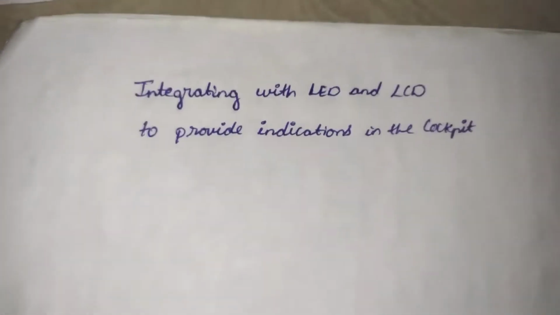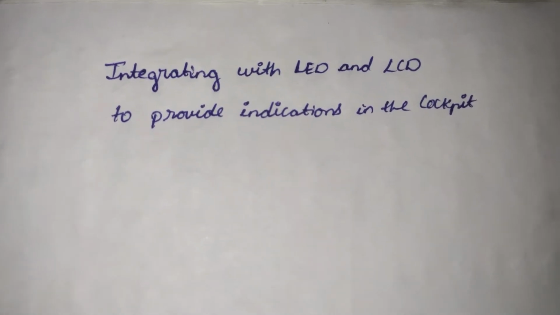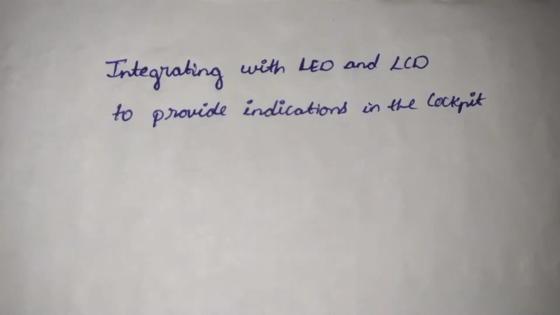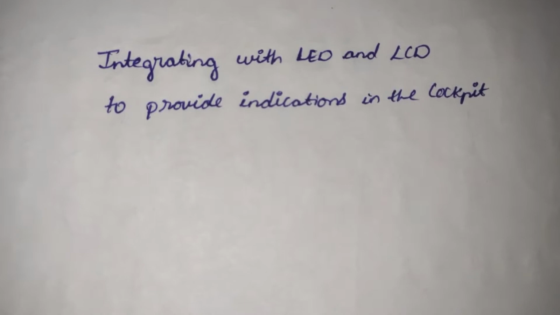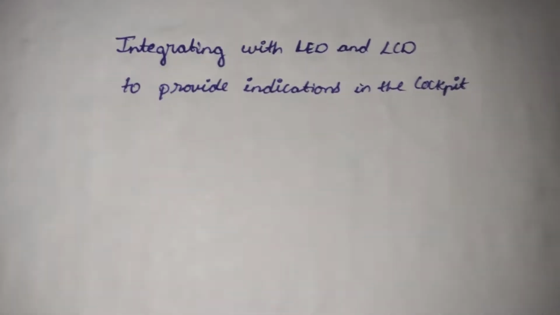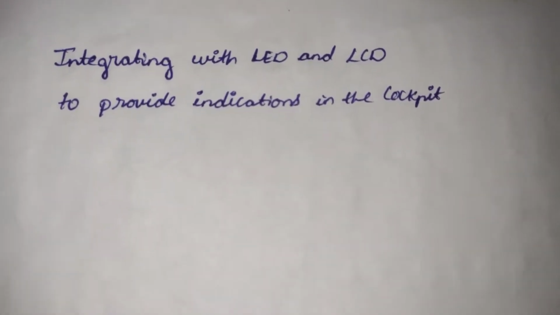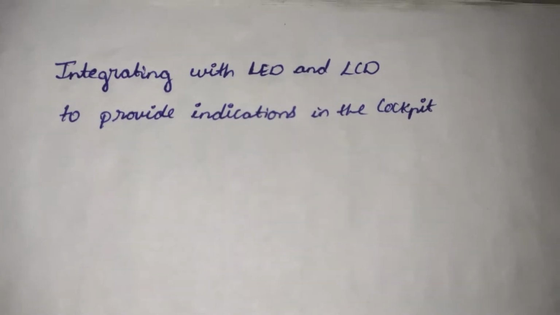Welcome back everyone. In this video, I would like to discuss integrating LED and LCD to provide indications in the cockpit. For that, we are using the microprocessor and we'll be displaying the required characters in the 6 digits available in the microprocessor.